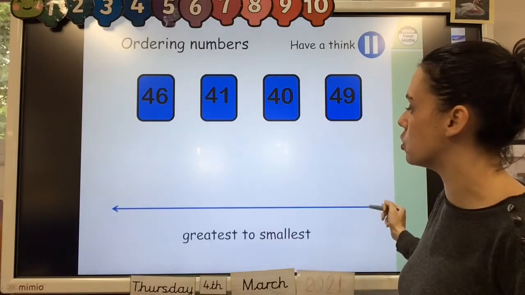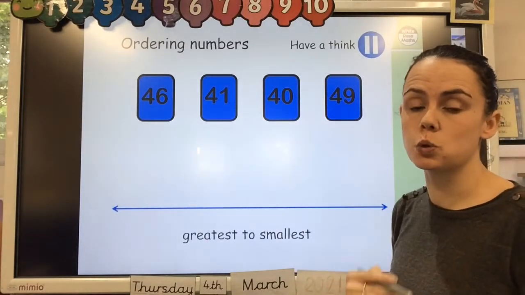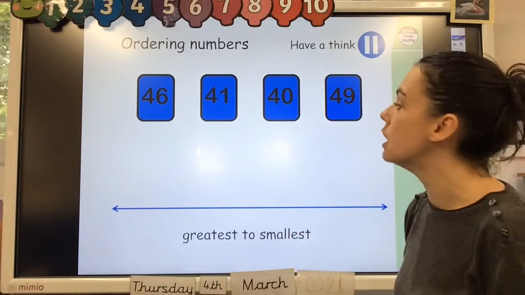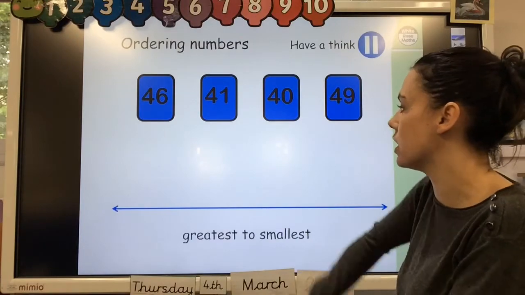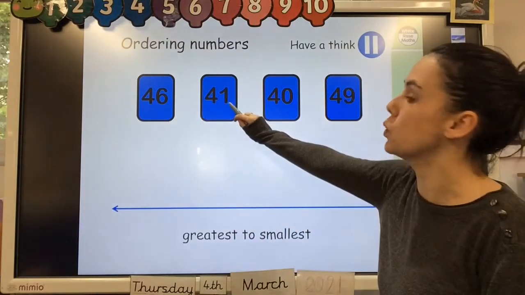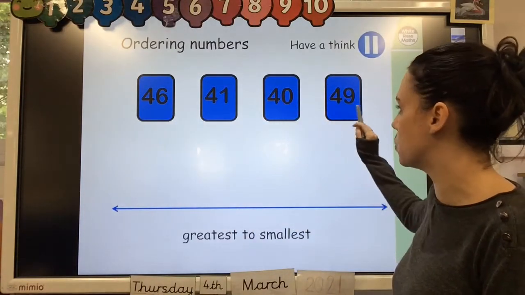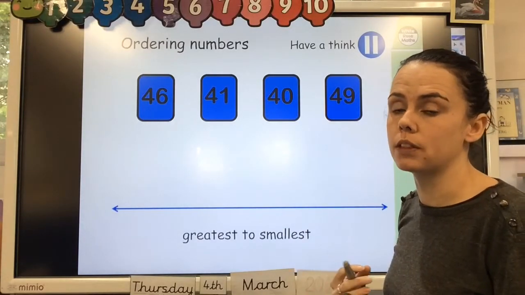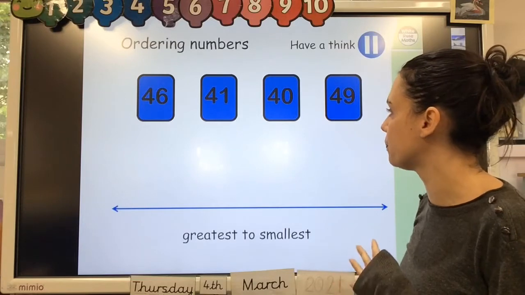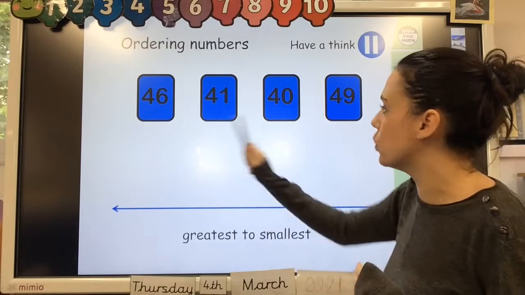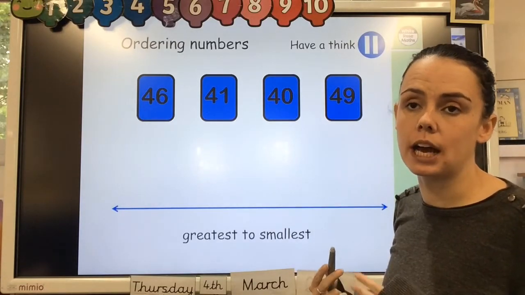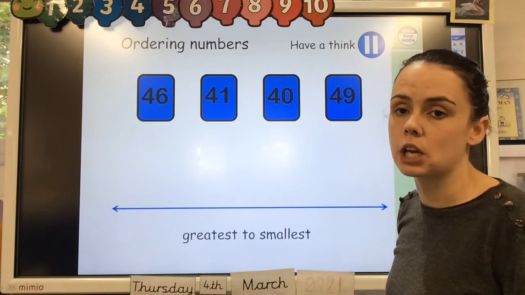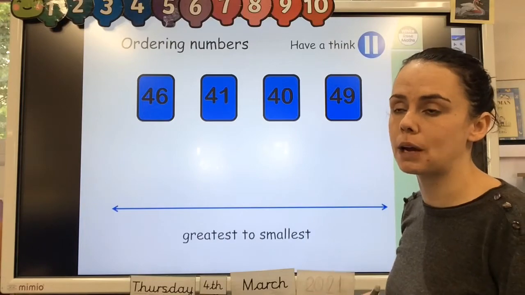Now let's have a go at ordering these ones. But these ones, we're going to do the opposite way around. We're going to do the biggest number and then the smallest number. So we need to have a look at our numbers first. We've got 46, 41, 40 and 49. Now if we're starting with our biggest number, we need the one that is bigger than all of them. So let's have a look. They've all got the same 10s. So now we can't use our 10s to help us. We need to use the 1s to help us. So which one has the biggest amount of 1s?